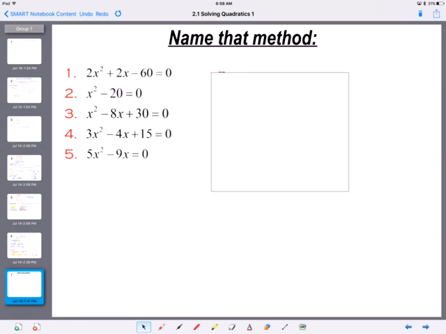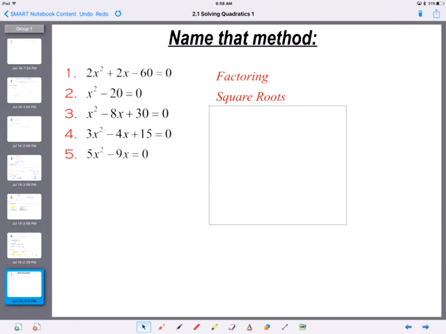Alright, the first one I would have factored. You could divide by 2, and it would leave you with something that would be factorable in terms of x squared plus x minus 30. The second one, I would have chosen square roots, because you can add the 20 and just go ahead and take the square root to both sides.